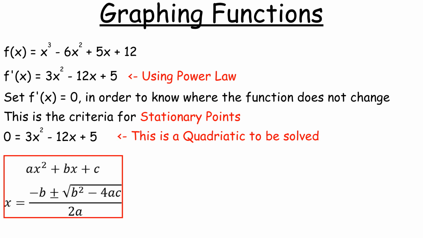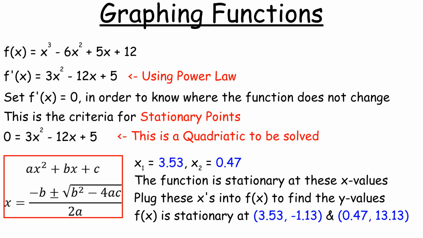Now, because this isn't a simple quadratic to solve, I'm just going to straight away use the quadratic equation, where if you have any quadratic in the form ax squared plus bx plus c, you can use the equation below to find out what the x values would be. I have two x values because this is a third order polynomial, so there's going to be a maximum of 2 turning points. And I say that the function is stationary at these 2 x values. I plug those 2 x values into my f(x), and that gives me my y values, and that gives me my coordinates of the stationary points where the graph turns.